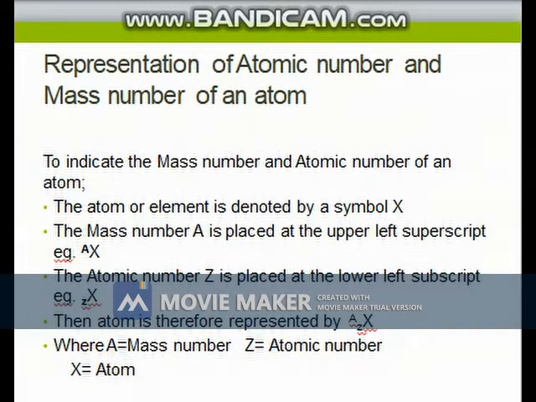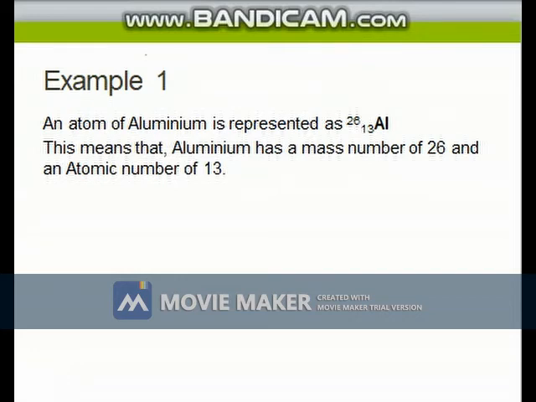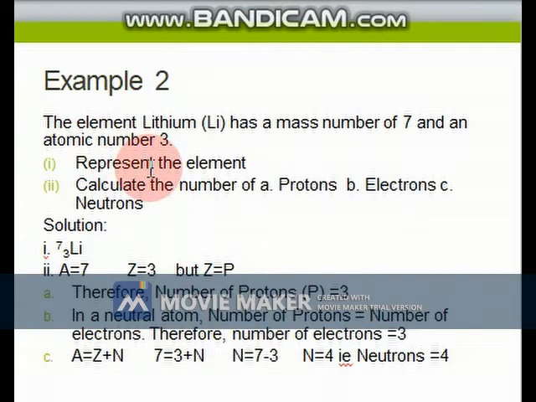So let's go on and look at an example. Example 1. An atom of aluminium is represented as 26 superscript, 13 subscript, Al, the symbol of the element. This means that aluminium has a mass number of 26 and an atomic number of 13. Example 2. Now in example 2, we have the element lithium with the symbol Li, having a mass number of 7 and an atomic number 3.